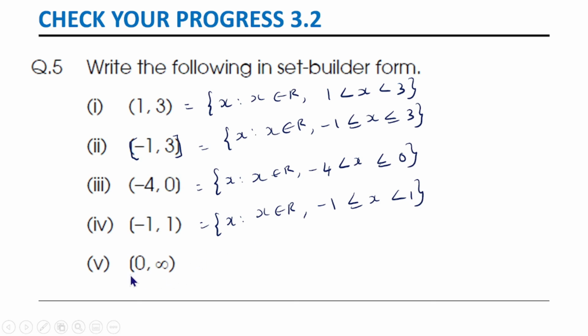The next one, closed 0, open infinity. So in this interval, 0 is included, infinity is not included. So this is equal to the set of all x such that x belongs to R, 0 less than or equal to x less than infinity.